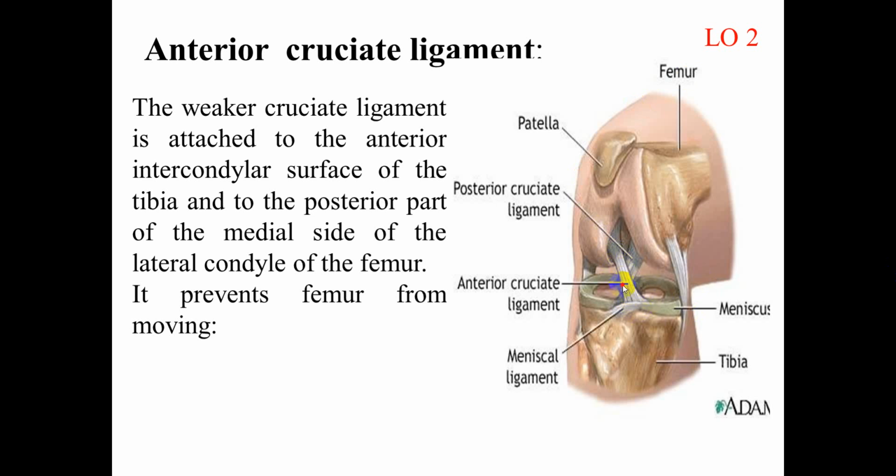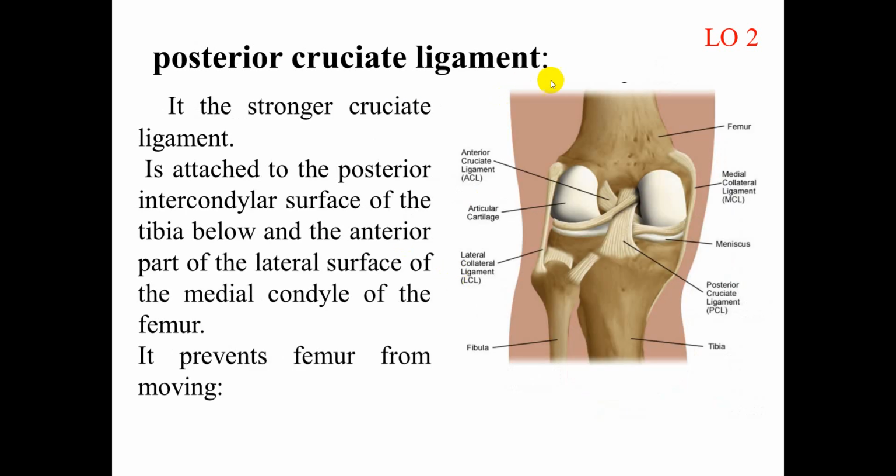Its function is to prevent the femur from moving backward on the tibia, or prevent the tibia from moving forward on the femur. The other cruciate is the posterior cruciate ligament. Distally, it is attached to the posterior intercondylar surface of the tibia and goes upward and medially to be inserted into the lateral surface of the medial condyle of the femur, and it prevents the femur from moving forward on the tibia, or prevents the tibia from moving backward on the femur.